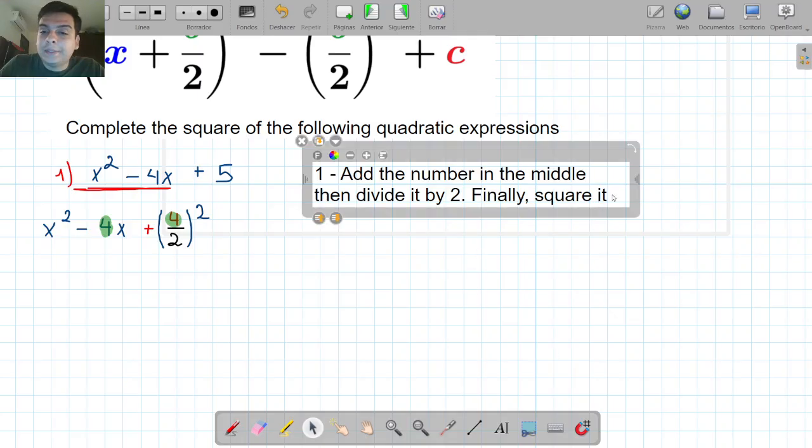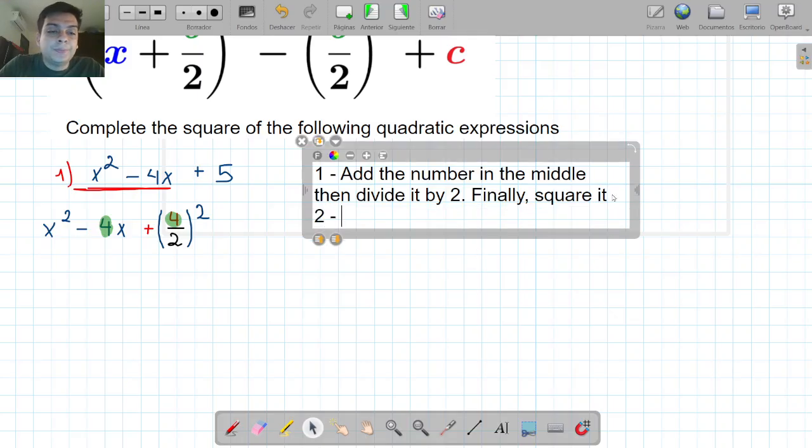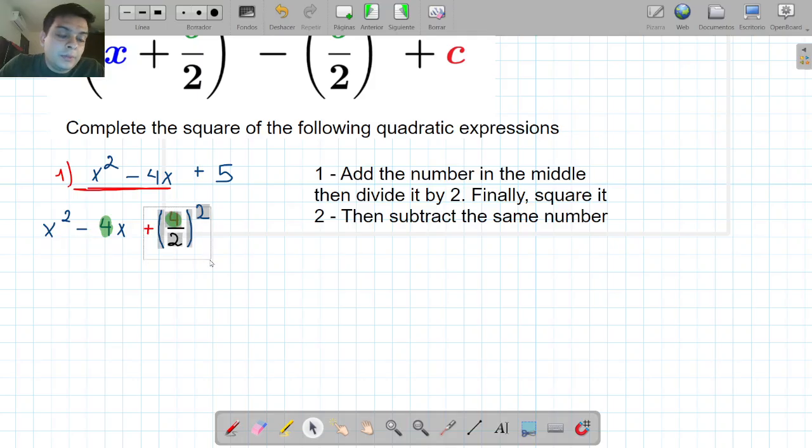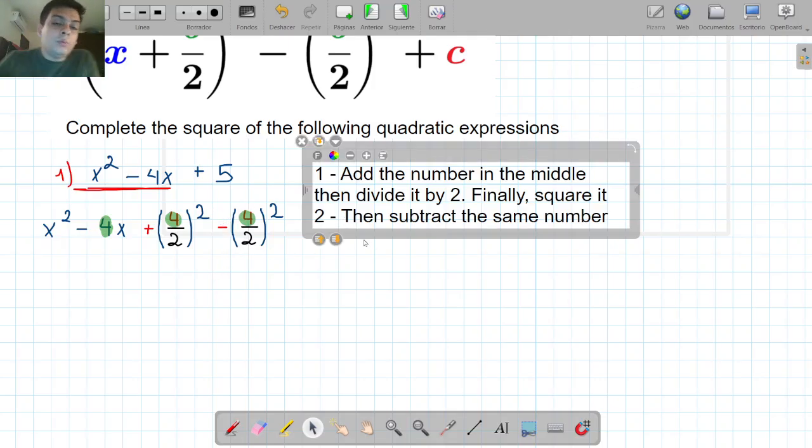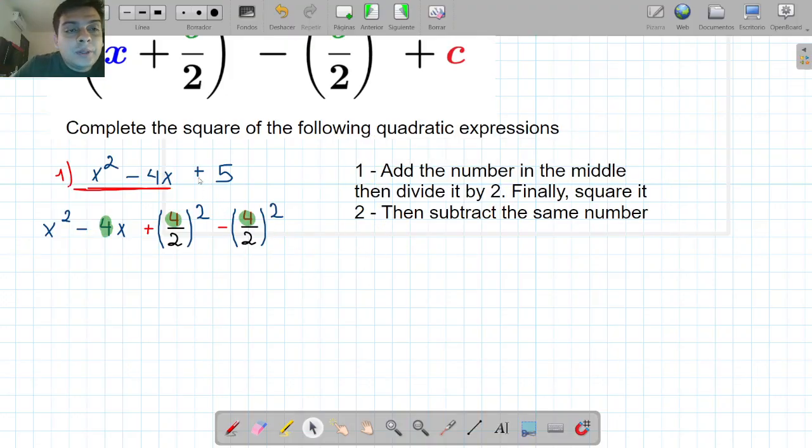This is the next step, the step number 2. Then subtract the same number. What it means here is subtract. This number we are going to copy paste, but instead of adding, we are going to subtract. Why do we have to subtract? Because in this way, this can cancel out, and it's going to be the original exercise. Don't forget we have this number 5.